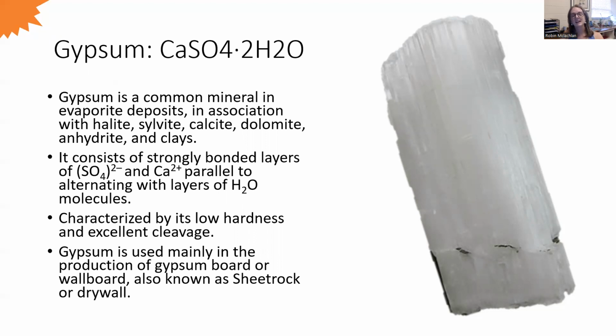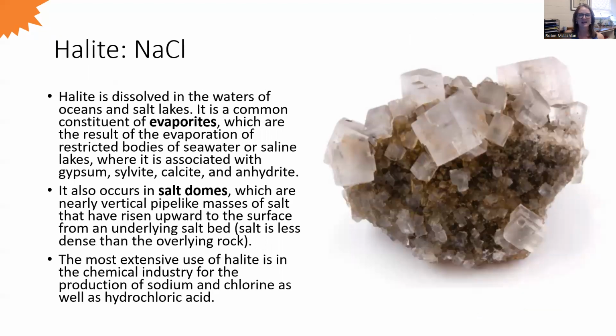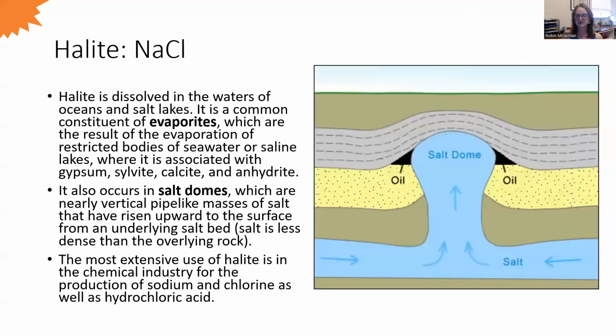Now, if that water continues to evaporate even more, the next mineral to precipitate out is good old salt, good old halite. Halite is a sodium chloride, NaCl. It's another common evaporite, and it can also occur in salt domes. As you should know at this point, halite has a very low density, and therefore when it is buried in the stratigraphic record, it can start to balloon up and move towards the surface because of that low density, creating a salt dome.